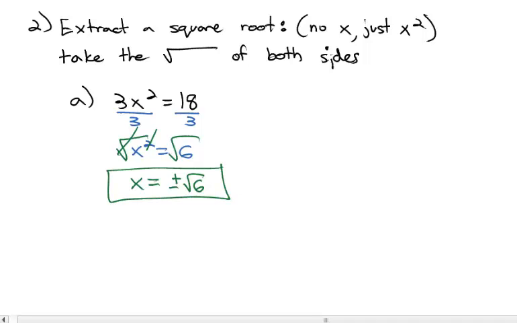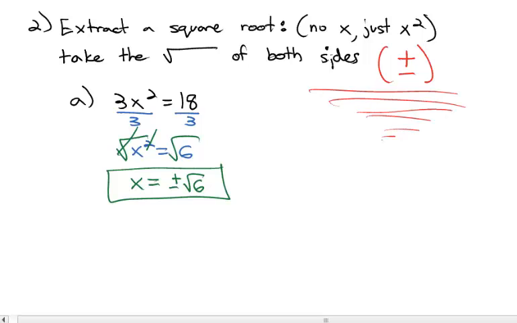Which brings up an important point. When we take the square root of both sides, we must have a plus or minus in our solution, because squares have two solutions. Square root needs to give us both the positive and the negative potential solution.